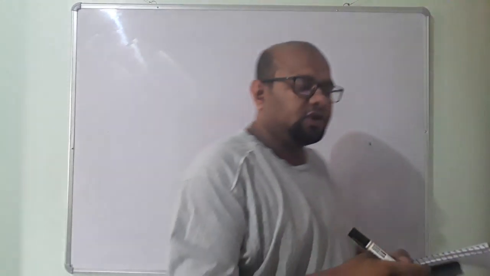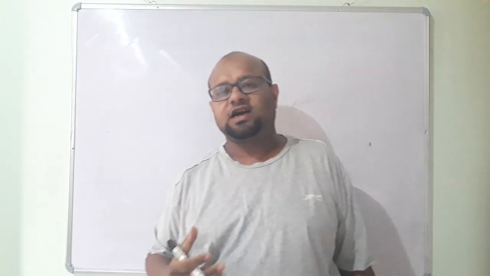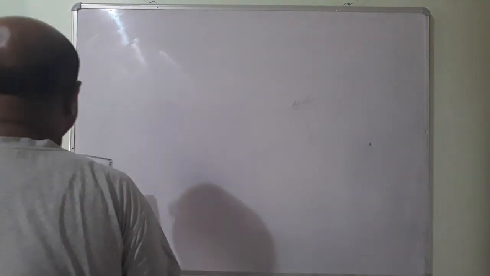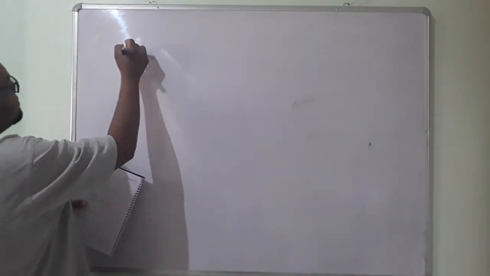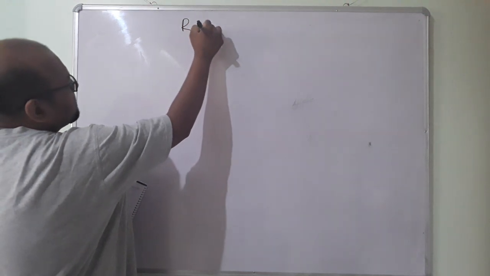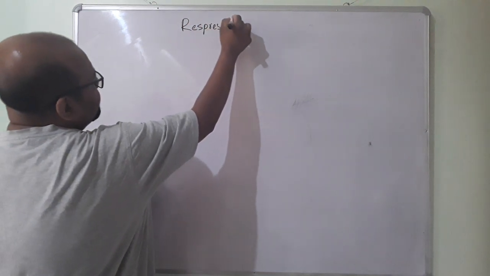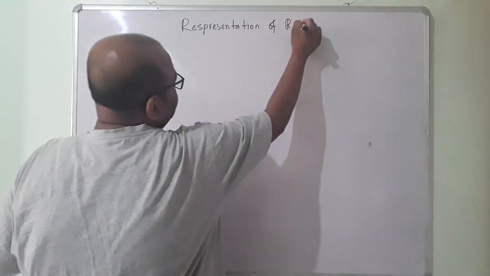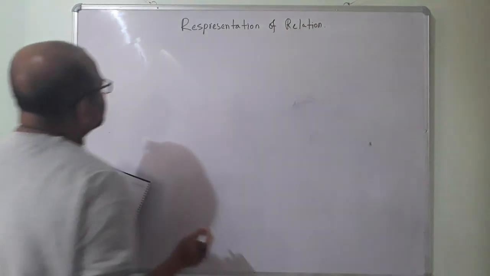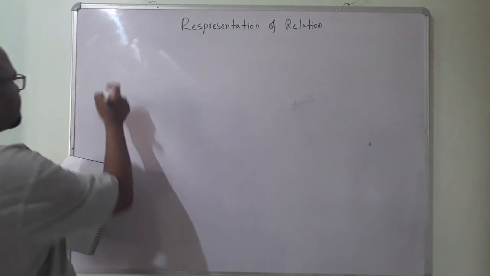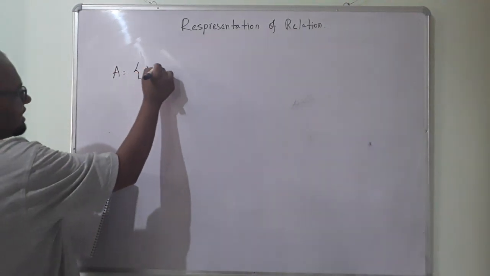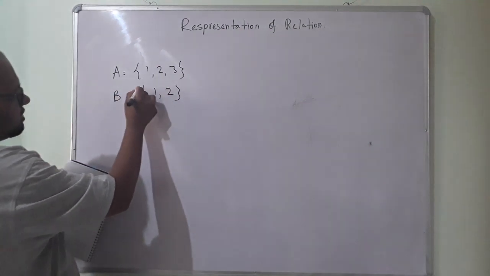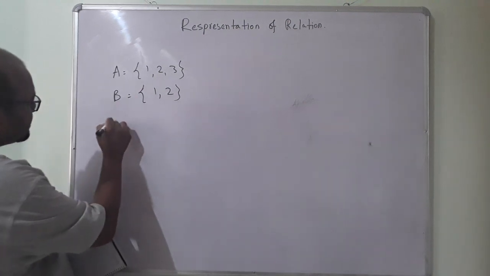Next, let us try to talk about this representation of relation. We already talked about this matrix representation of relation, so let us look at that with an example. This topic is representation of relation. First we are going to look at this matrix representation. Let us say I have a set A and it has 1, 2, 3, and I have this set B, it has 1, 2.